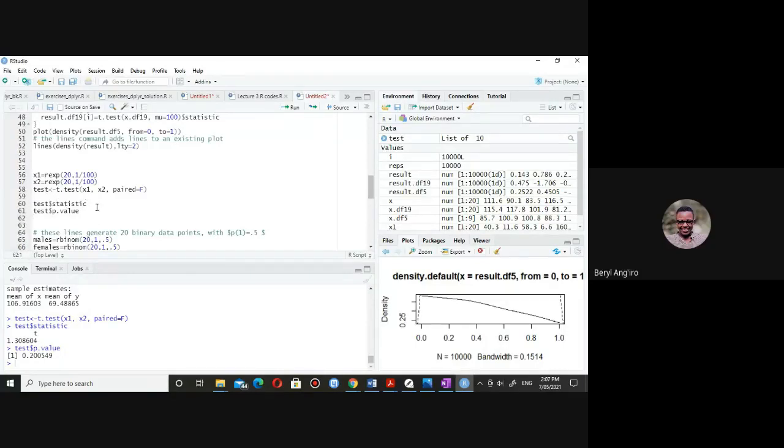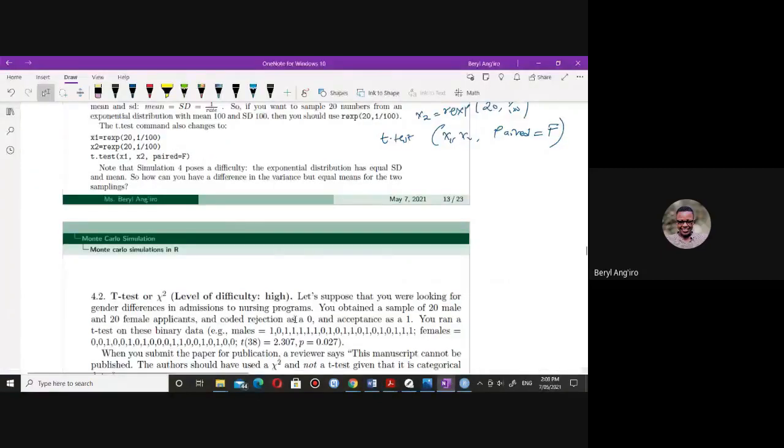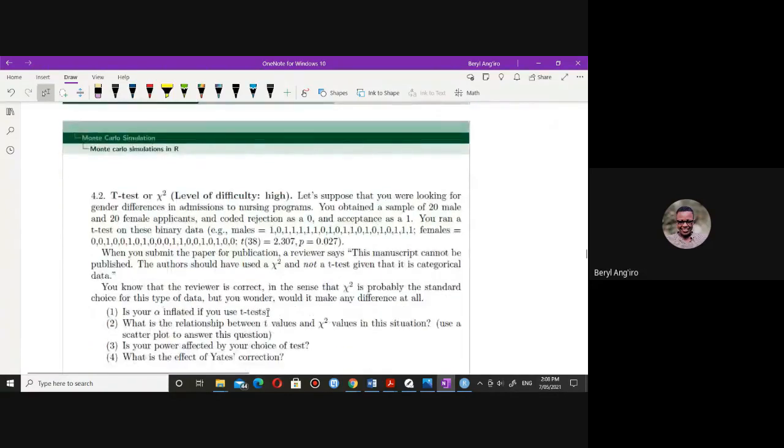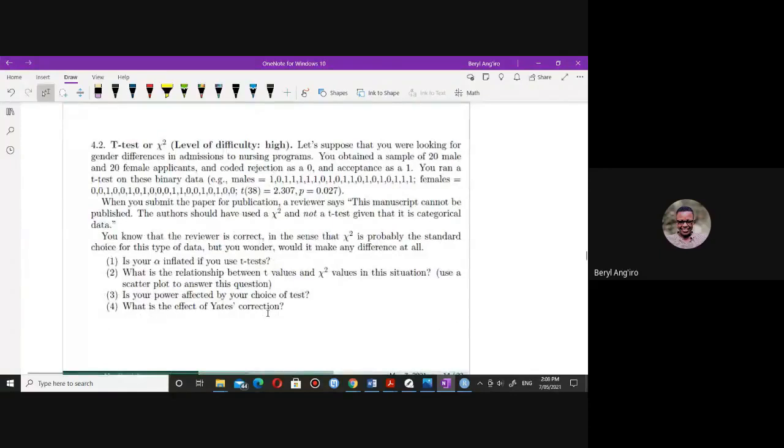Remember, here we are generating the random variables x1 and x2 from the exponential distribution, so they are random again. So you can perform this experiment as many times as you wish, so that you can extract the p-values that are significant. We also have the t-test or the chi-square test. Which one are we to use? So it depends on the data set that you have.